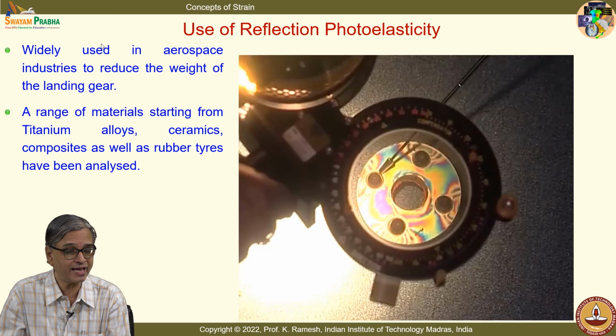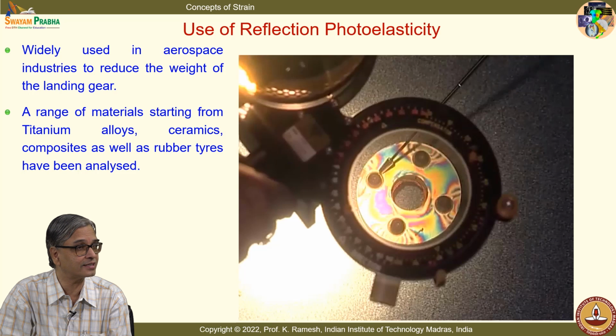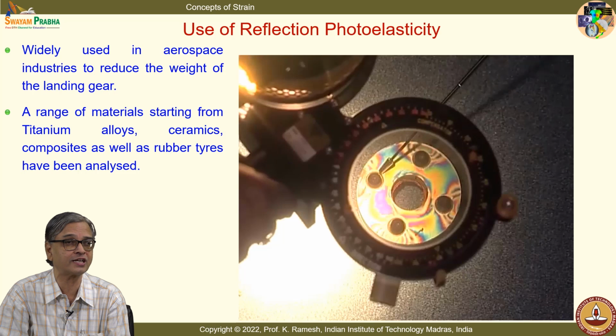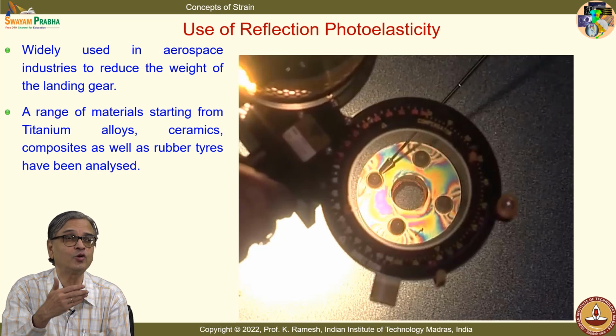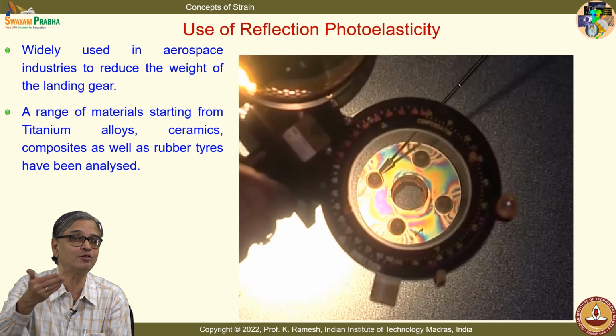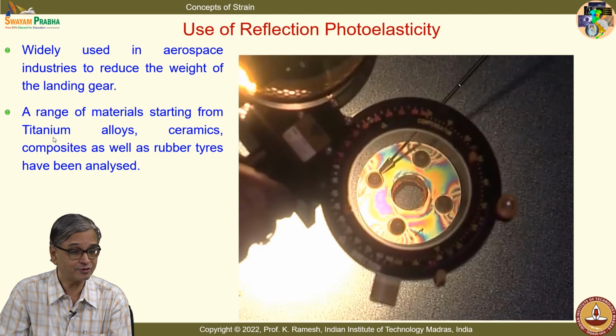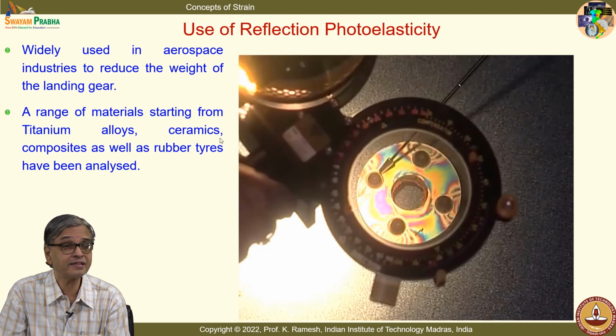Fine, and they actually have engineers making a 3-dimensional model of this landing gear and then do a transmission as well as reflection photoelastic analysis. Whatever loading rig they developed for A360, they will use it for the model study for A380, because the capacity is increasing, you also need larger loading frames. So it's a very big job, and it is also used for a range of materials. You have aluminum, titanium alloys, ceramics, composites.